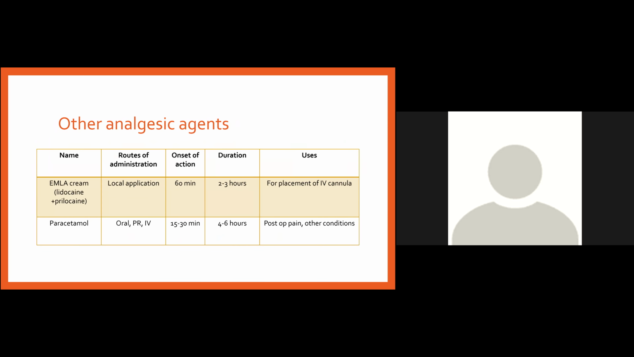For local application like venipunctures, we can use EMLA, eutectic mixture of local anesthetics, which is a mixture of lidocaine and prilocaine cream. And for pain, we can give paracetamol, which can be given through the oral, rectal, or intravenous route. Thank you very much.